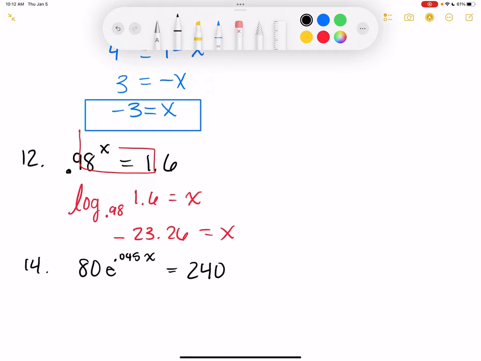So is the e a subscript? It's just a number, approximately 2.718. It's like pi. That'll be really important when you get to calculus.